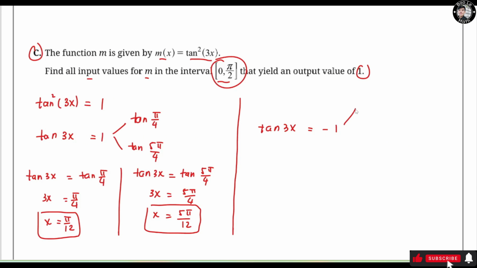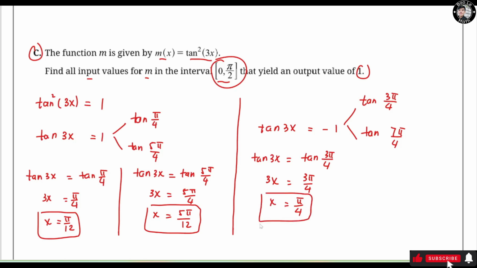Now negative 1 is the same thing as tangent of 3 pi over 4 and tangent of 7 pi over 4, right? So we have tangent of 3s equals tangent of 3 pi over 4, and then 3s equals 3 pi over 4, right? s equals pi over 4, right? This is the third solution because it's inside the domain right here, right?